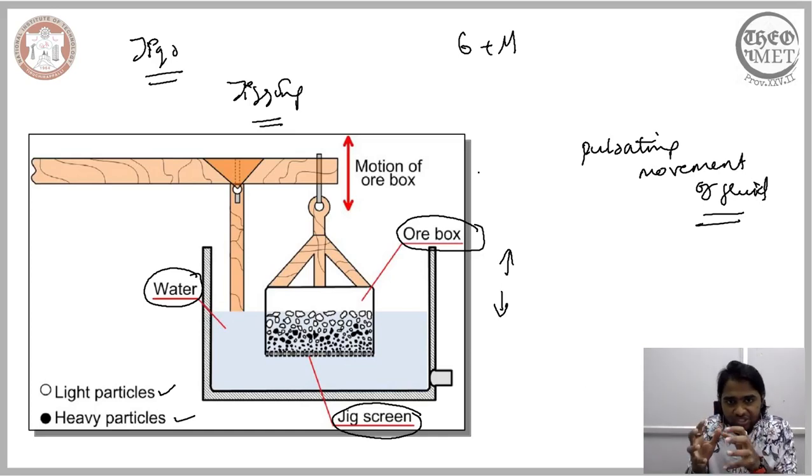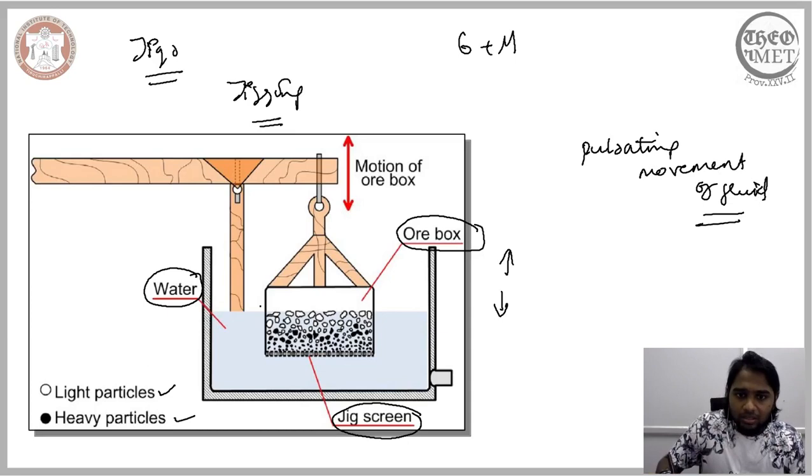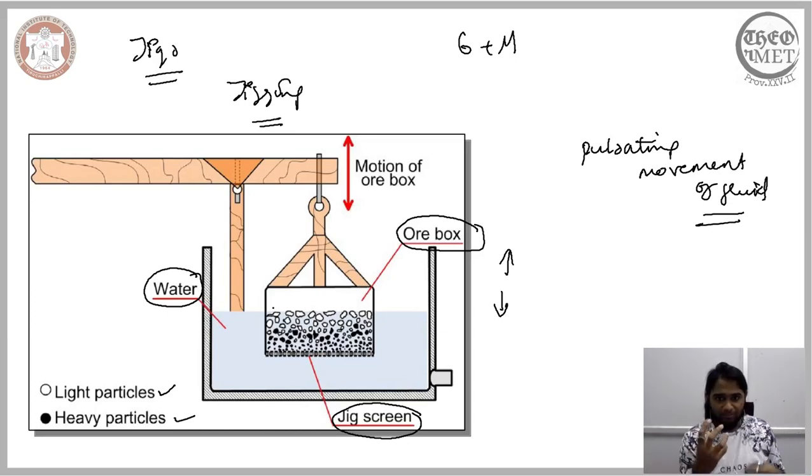So essentially in jigs, we attempt to facilitate the movement of the particles based on the pulsating movement of fluid. Since this movement of particles in response to the pulsating fluid is dependent on density, we are able to separate these particles based on their density. Now, the upward and downward movement of the ore box that enables us to have the pulsating movement of the fluid has specific names associated with it.